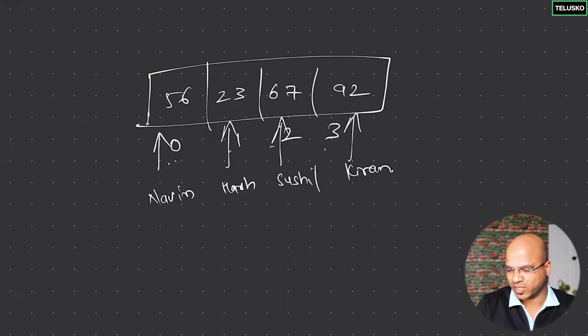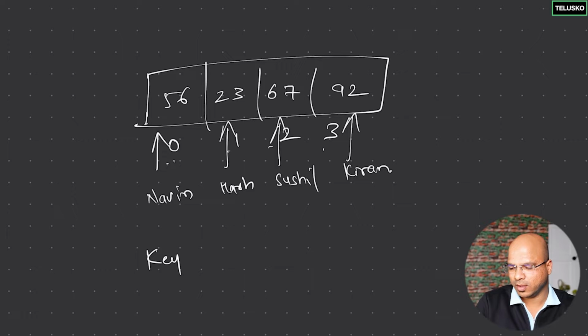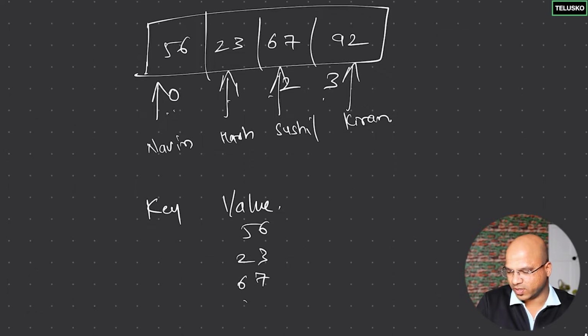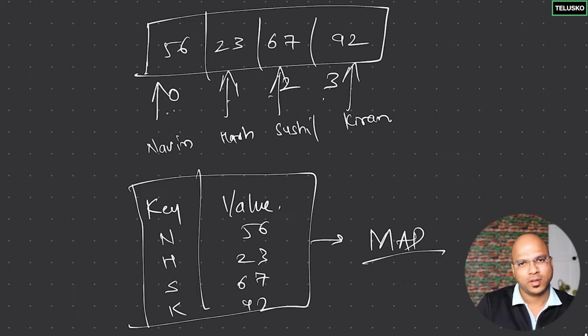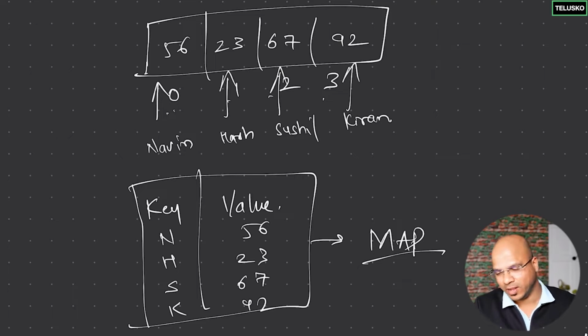And that is possible with the help of the concept of a key and value pair. So we have a key and a value. For example, these values, 56, 23, 67, 92, are values. And the key for this is Navin, the key for this is Harsh, the key for this is Sushil, and the key for this is Kiran, right? We can achieve these two things in one data structure, which is called a map. So map is a collection of key and value pairs. How do we achieve that?